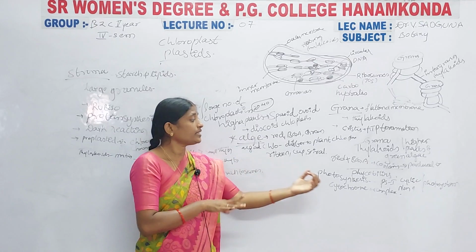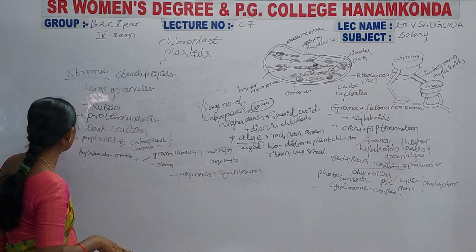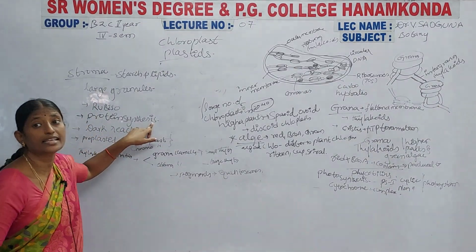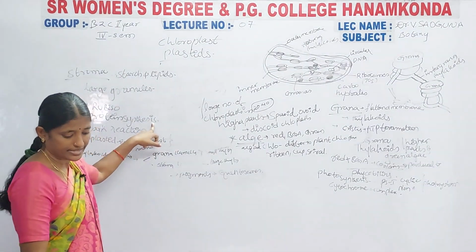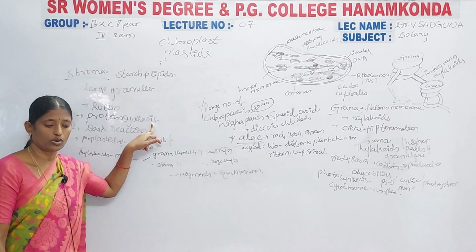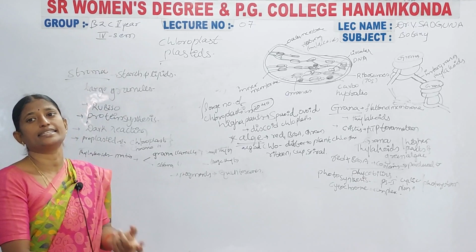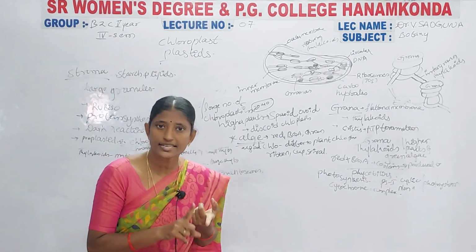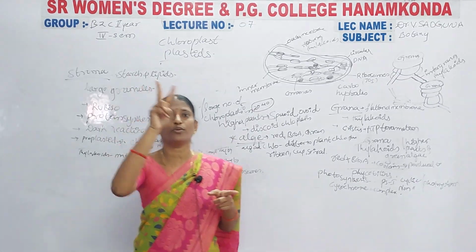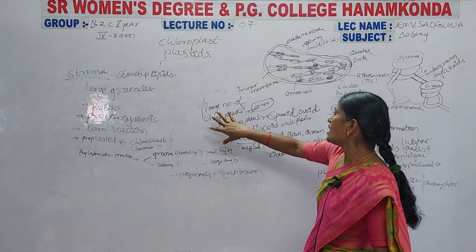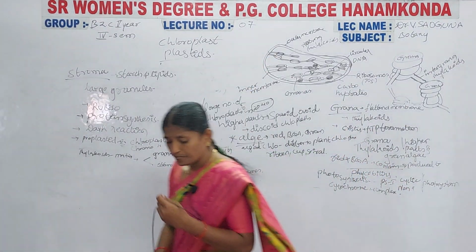It also synthesizes protein. The chloroplast function is also protein synthesis. Then chlorophyll is produced, and carbohydrates are synthesized in both the dark and light reactions. This is the topic of chloroplast.